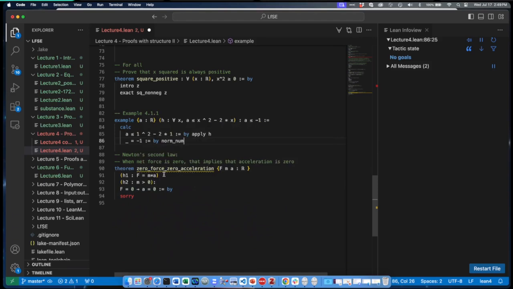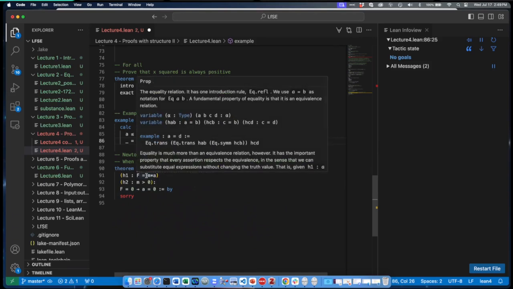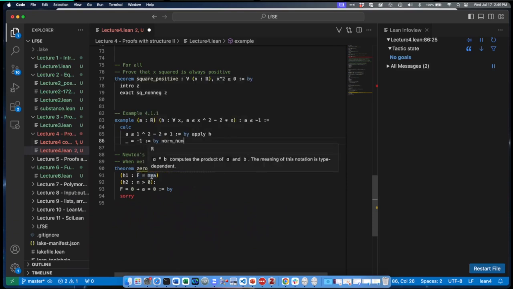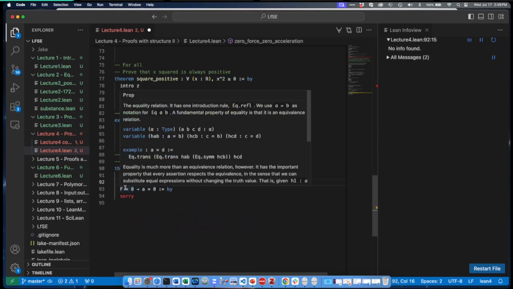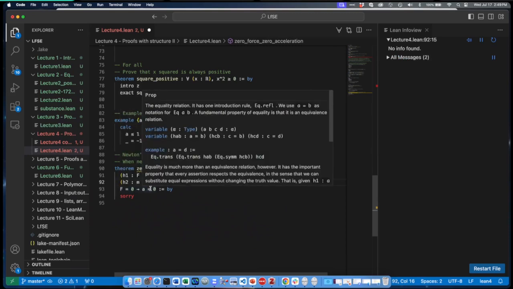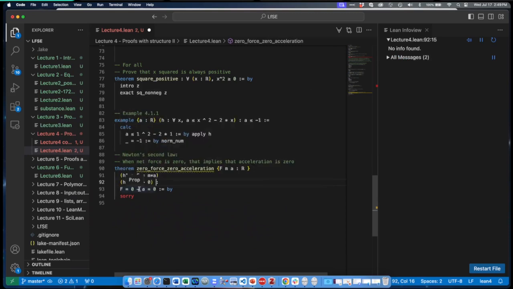So assume F is equal to mass times acceleration. We're also assuming mass is positive because that's how physics tends to work. If I'm assuming these two things, can I conclude that the following statement is correct? F being 0 implies a is equal to 0. So how do we do this?